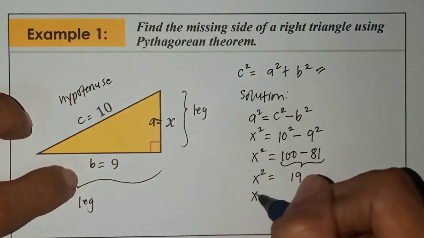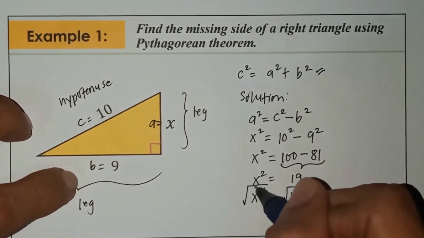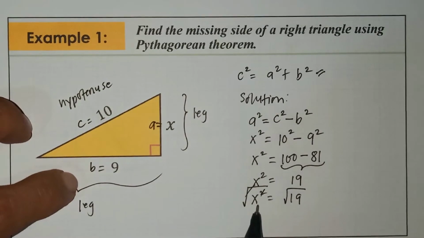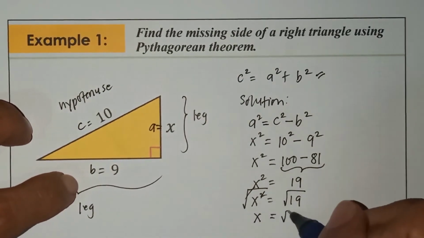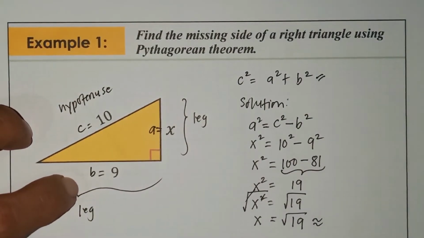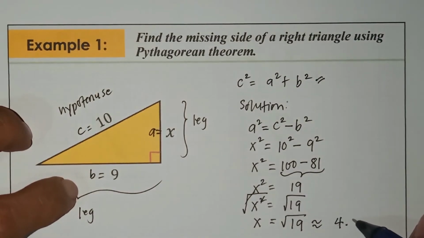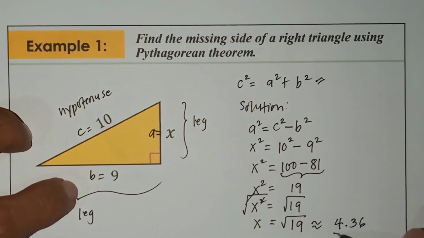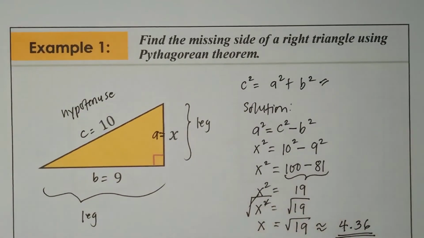Next, take the square root of both sides to get X. The square root of X squared is X only, and the square root of 19 is 4.36. That is the value of X.